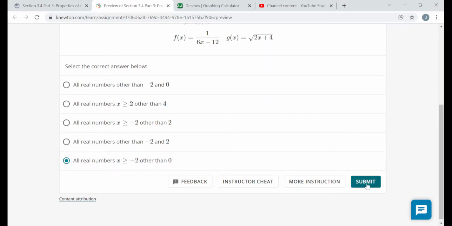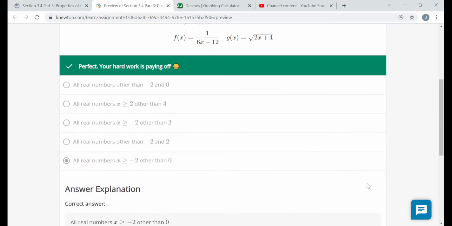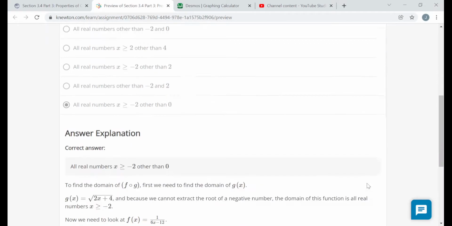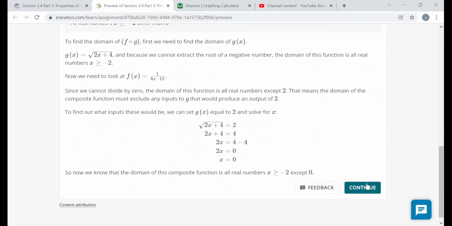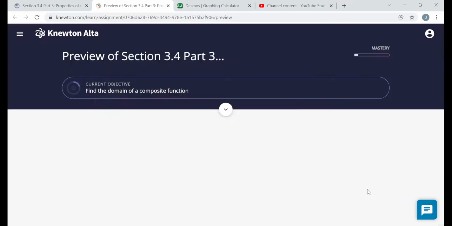All right, then after you submit, you should be told if you're right or wrong. Given some answer explanation, please read through the answer explanations, especially if you got it wrong. Hopefully you can figure out why you got something wrong and maybe learn from your mistakes for the future. All right. Next question.